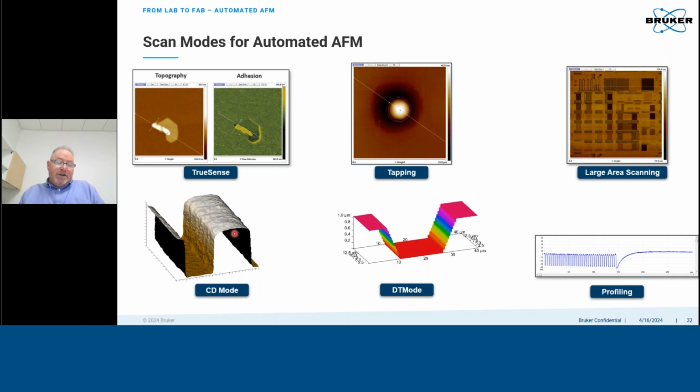The next 2 modes are probably going to be relatively new to most listeners here. These are critical dimension or CD mode and deep trench or DT mode. These 2 modes are very similar to each other in that they are what we call adaptive scan modes, where they have a very specific step and settle type of scan motion that is different than tapping or TrueSense, which scan at a constant rate.